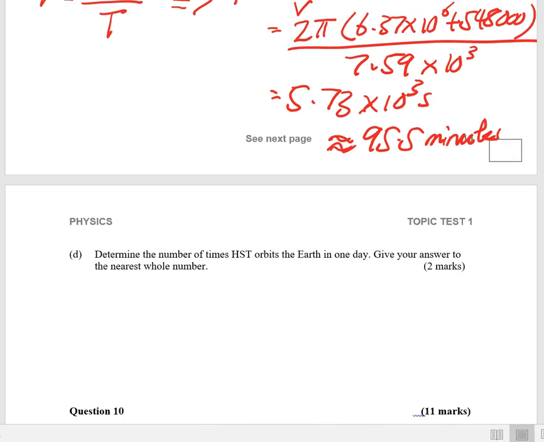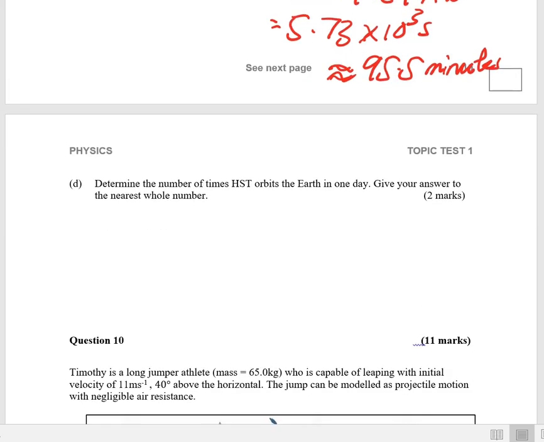Alright, determine the number of times HST orbits the Earth in a day. Give your answer to the nearest whole number. This is quite simple. So, number of orbits.